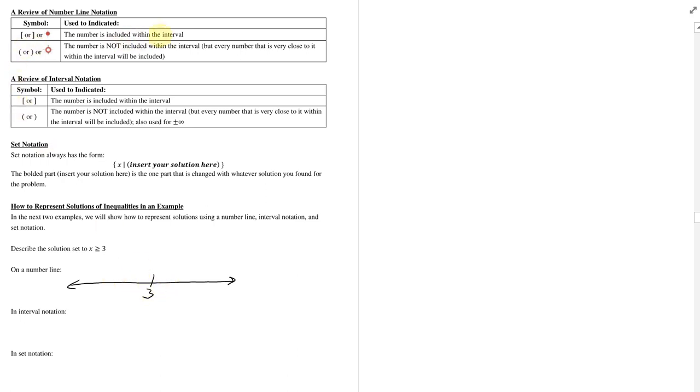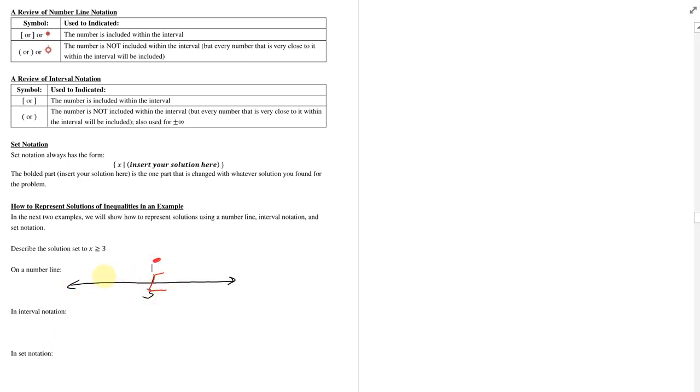Now here's where this table is going to come in handy. My question is, is 3 included or not included in my solution set, just looking at this? Well, it has to be greater than or equal to 3, so that means that 3 is included. This is where this comes in handy. If the number is included, you can either use a square bracket or a solid dot. I'll do this in the red color: a square bracket, or you can do a solid dot. Either one of those is fine. So that represents whether or not 3 is included. And then the other part of this is you have to actually shade your number line to show the solution set.